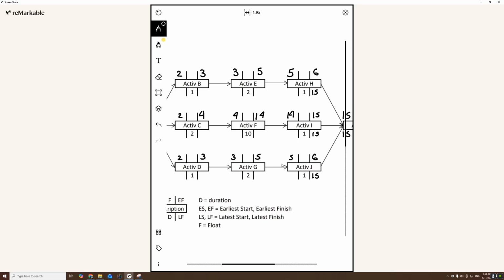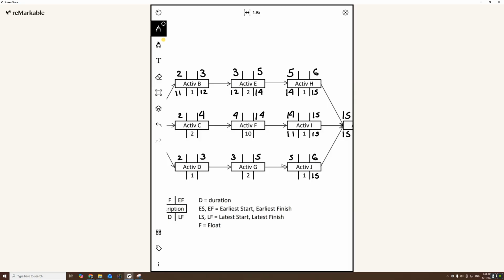And we will do our process, which at this point we're familiar with. 15 minus 1, 14. 14 over here, minus 2 is 12. 12 over here, minus 1 is 11. So notice how we're doing the same process, just backwards.